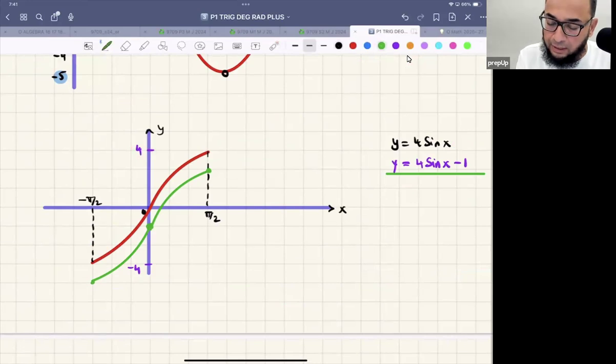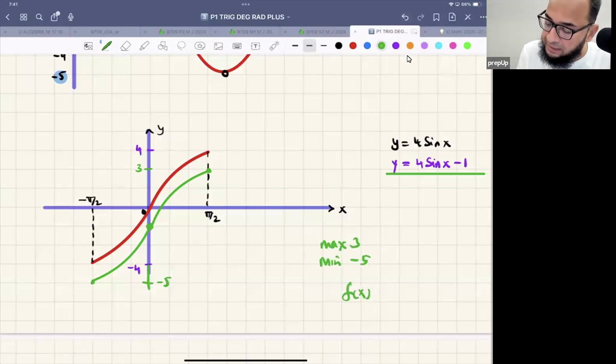Let me write in green color, 3. And this is reduced to -5. Maximum is 3. Minimum is -5. So therefore the range of f(x) lies between two values. We are not officially doing functions right now, but that's how we write it. So the maximum is 3 and this is -5.